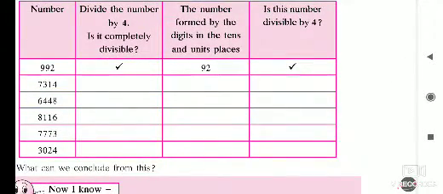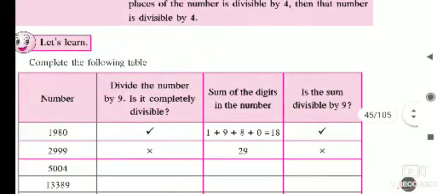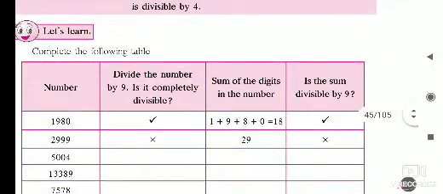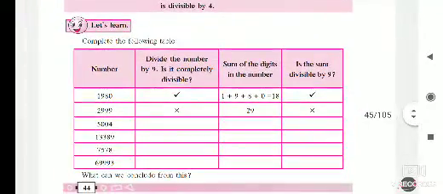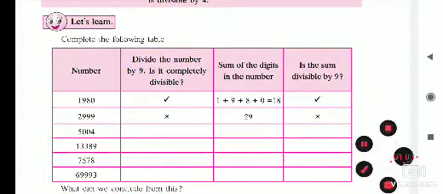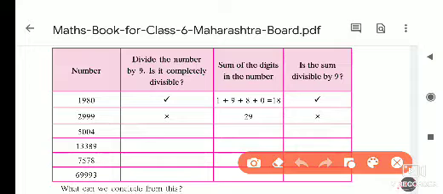After the divisibility tests of 3, 4, 2, 5 and 10, now we are going to learn the next divisibility test, that is the divisibility test of 9. To understand it, we will complete this table.